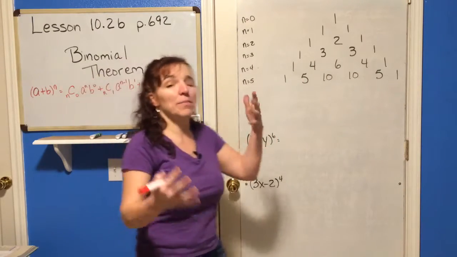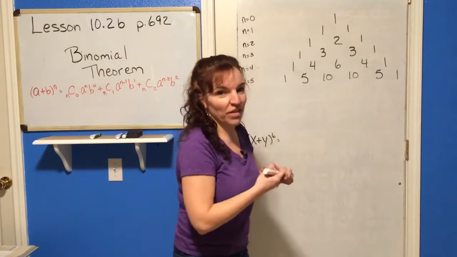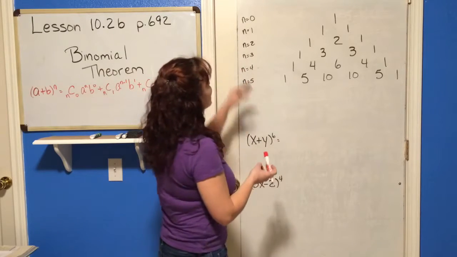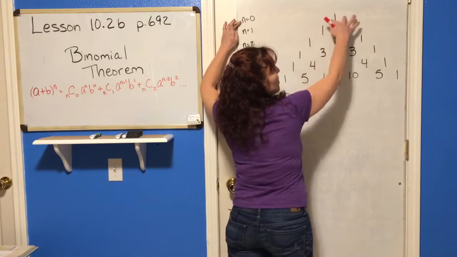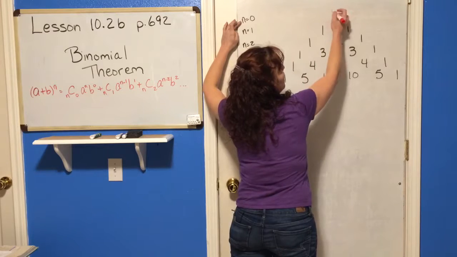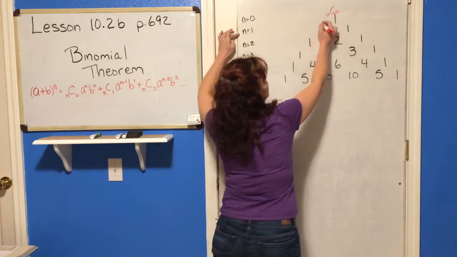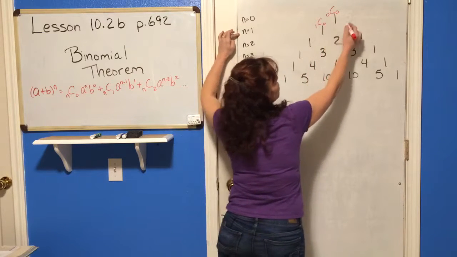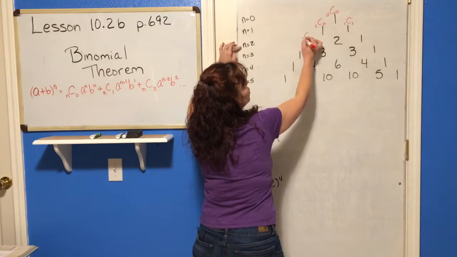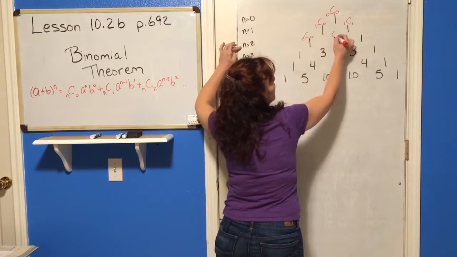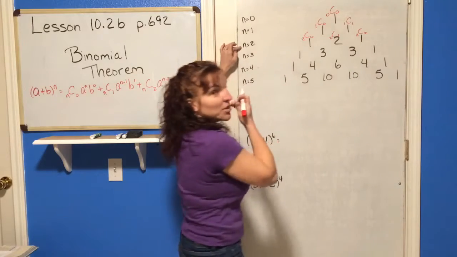Now, the reason I'm bringing it up now is because this is so cool. These numbers correspond with the combinations at each of these levels. So the number 1 matches up with the combinations of 0 taken 0 at a time. There's one of them. The combinations of 1 taken 0 at a time is 1, and the combinations of 1 taken 1 at a time is 1. The combinations of 2 taken 0 at a time is 1. Combinations of 2 taken 1 at a time is 2. Combinations of 2 taken 2 at a time is 1. Do you see where this is going?